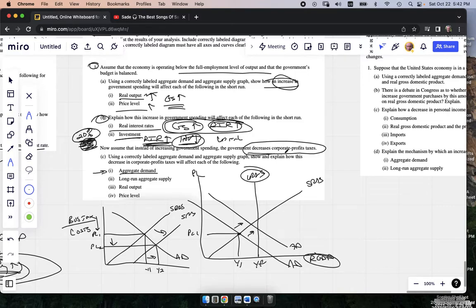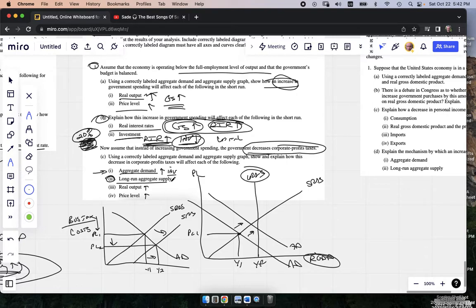I would assume that anytime businesses have more money to spend, they're going to invest in capital goods. So we're also going to get this increase in what we call investment. They're going to take some of that money. So I'm going to say aggregate demand goes up. Your long-run aggregate supply is affected by capital production. Output goes up, price level goes up.